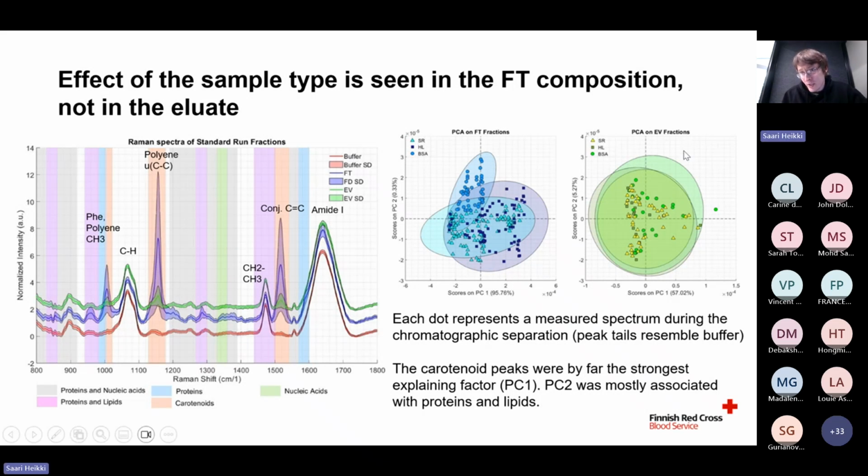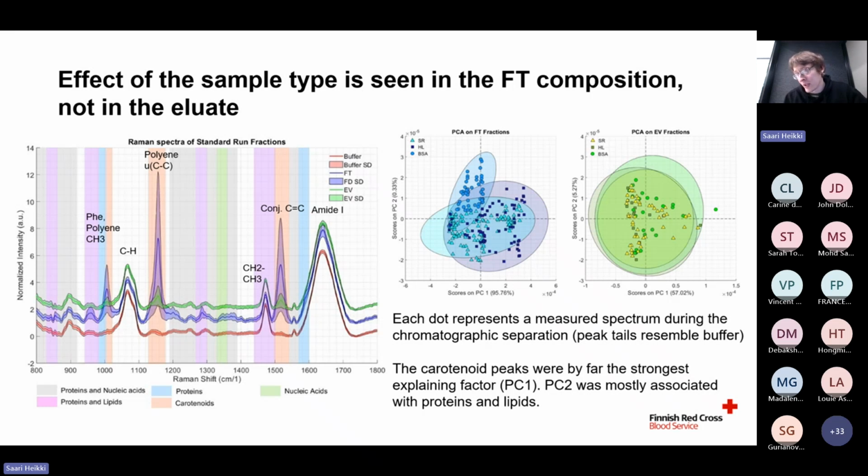When you look at the EV fraction, on the other hand, you don't see any difference in grouping of these spectra. Instead, it seems that whatever the sample was, in the elution fraction, the composition of these samples is the same.